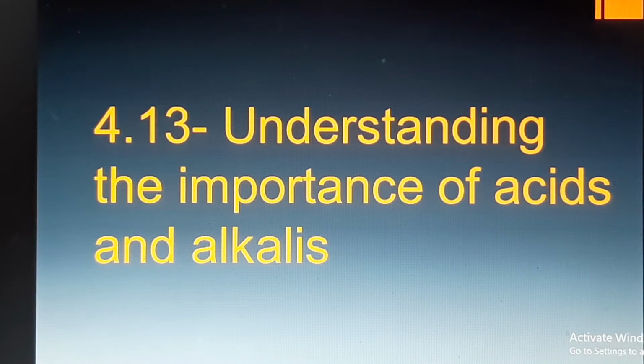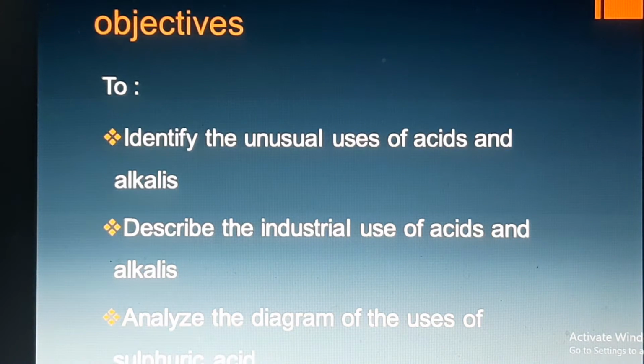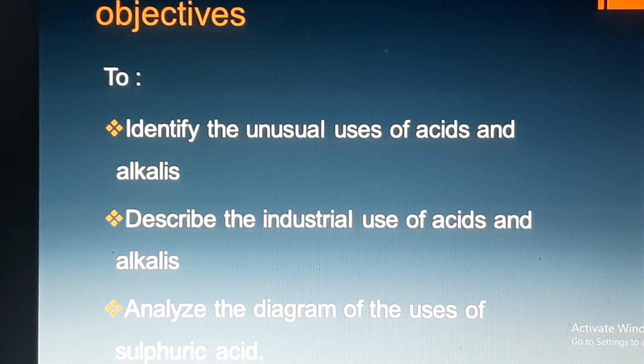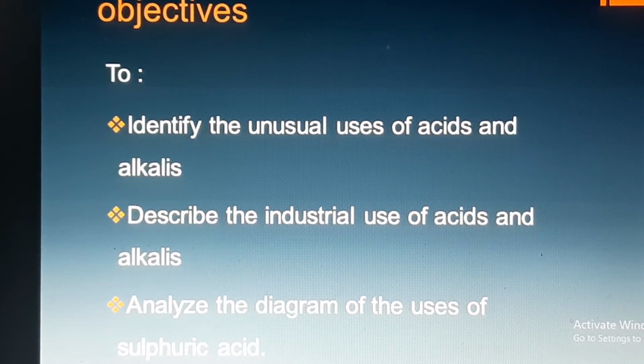We are learning 4.13 Understanding the Importance of Acids and Alkalis. The first objective is to identify the unusual uses of acids and alkalis. The second objective is to describe the industrial use of acids and alkalis. And the third objective is to analyze the diagram of the uses of sulfuric acid.